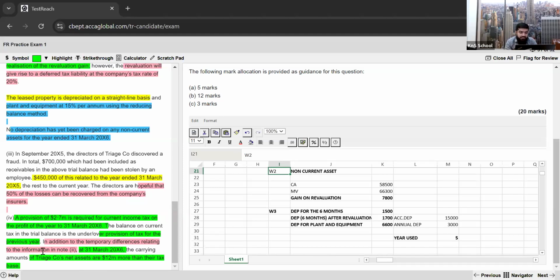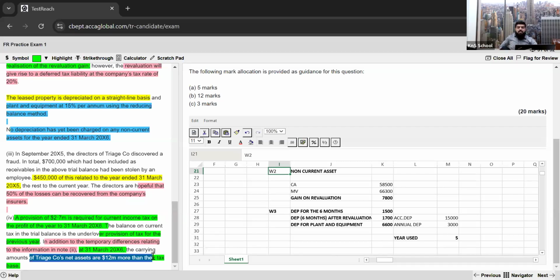But here it states that at 31st March, which means at the end of the year, the carrying amount of Triage company's net assets are 12 million more than their tax base, which means that it is the balance at the end of the year. Are you getting my point?